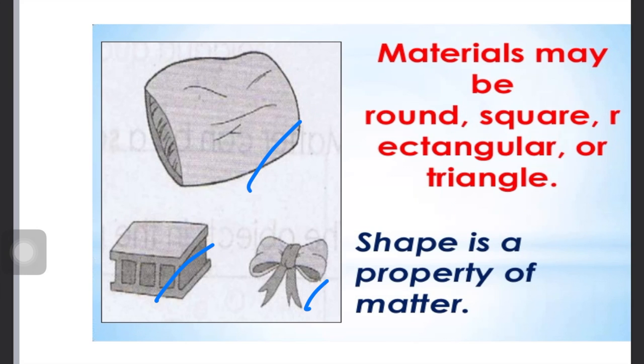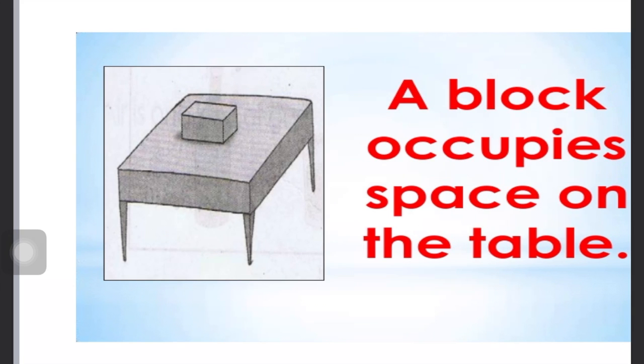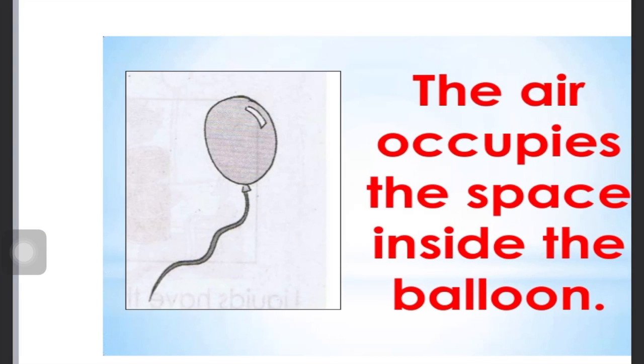Hollow blocks: a block occupies space on the table. This matter must have mass, the heaviness. The air in balloons occupies space inside the balloon. Inside here, there is air: oxygen, helium.